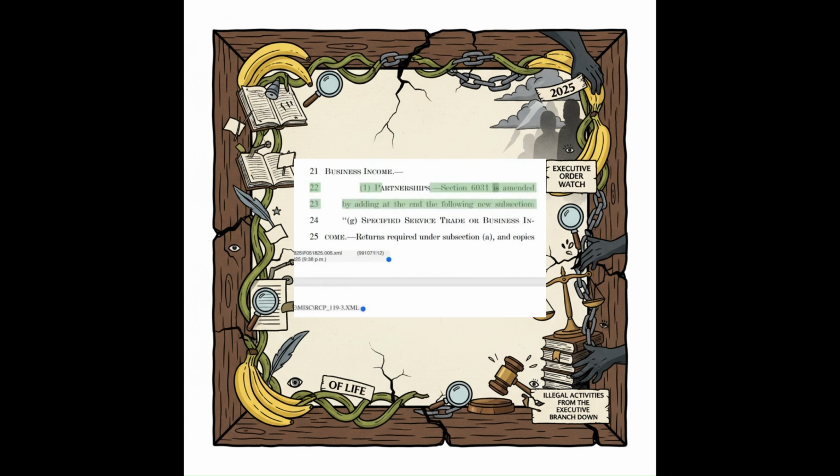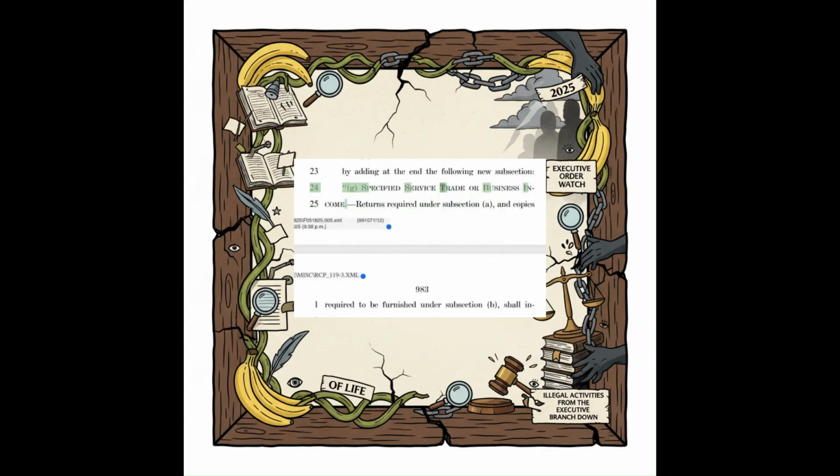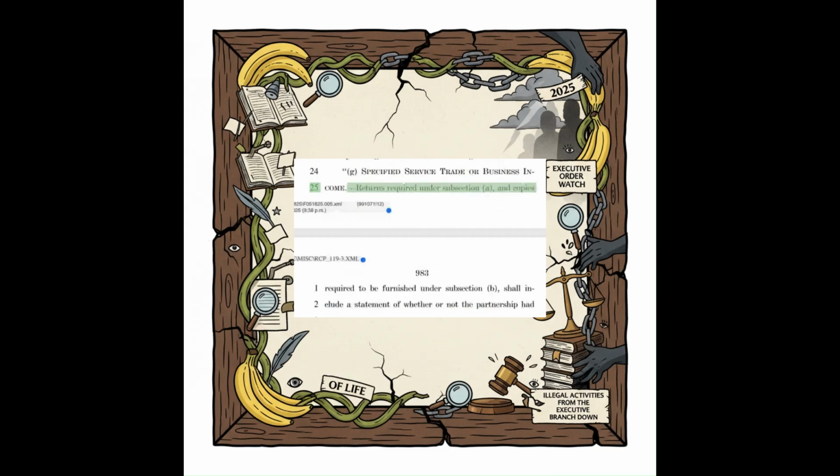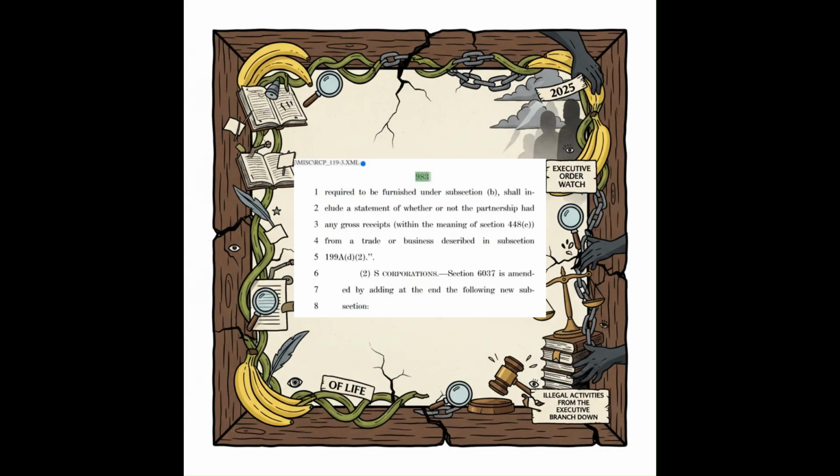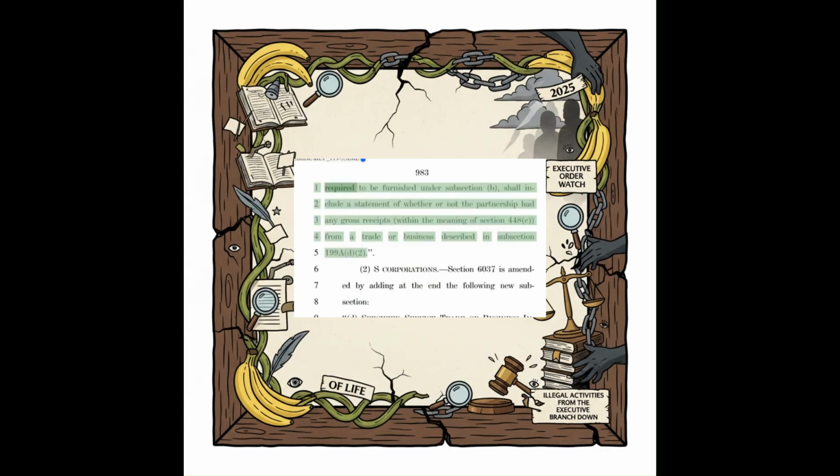Section 6031 is amended by adding at the end the following new subsection. Returns required under subsection and copies required to be furnished under subsection shall include a statement of whether or not the partnership had any gross receipts from a trade or business described in subsection 199A.